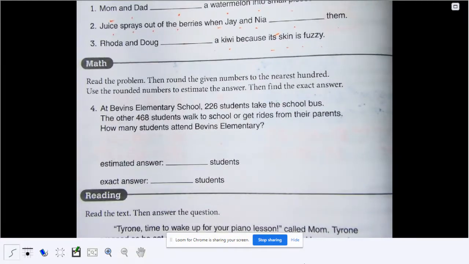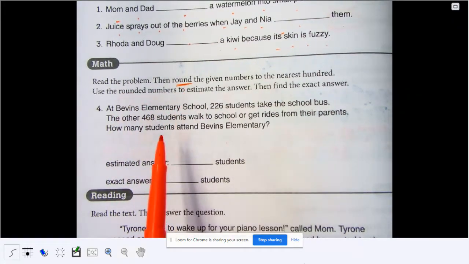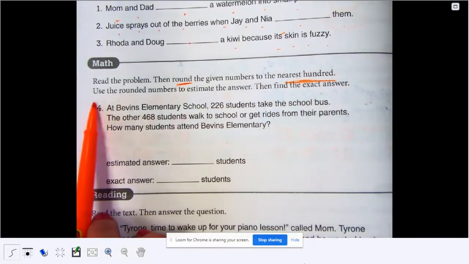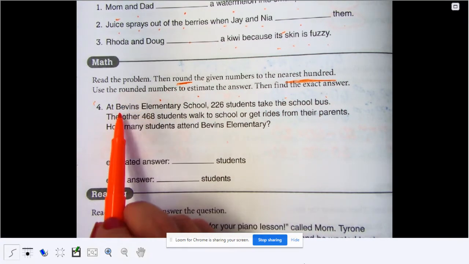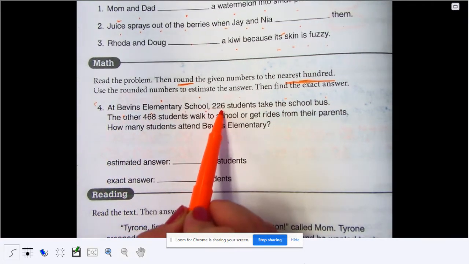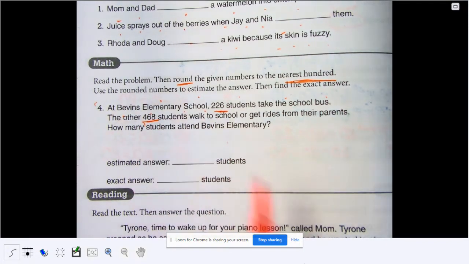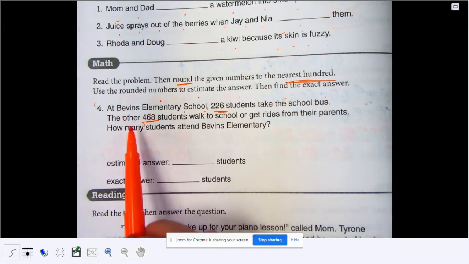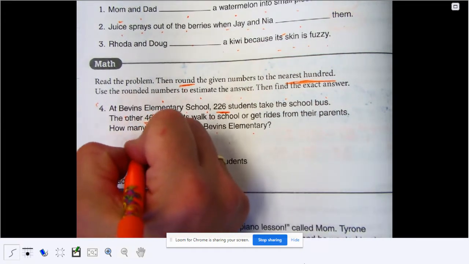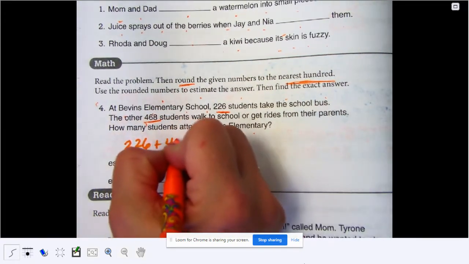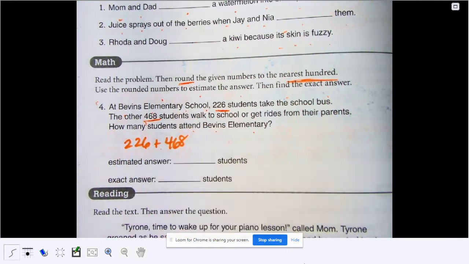Okay. And then in math, it says, read the problem, then round the given numbers to the nearest 100. Use the rounded numbers to estimate the answer, and then find the exact answer. So we have to do both. So at Bevins Elementary School, 226 students take the school bus. The other 468 students walk to school or get rides from their parents. How many students attend Bevins Elementary? So we're going to be taking 226 and 468. You need to figure out how to round those together and put the answer, and then what the exact answer actually is too, okay?